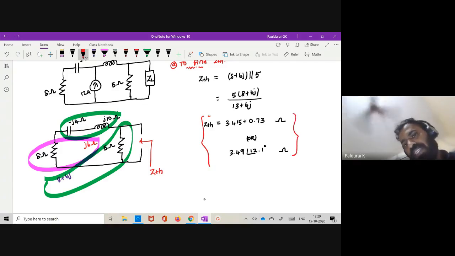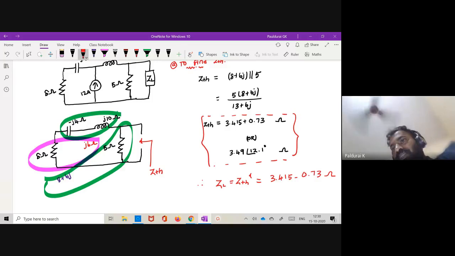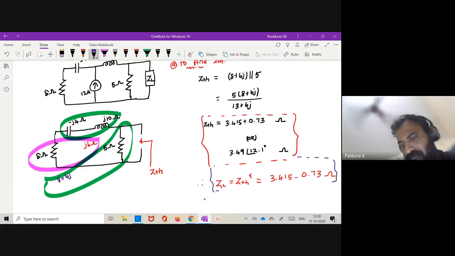Therefore, what is your ZL? Straight away I can write that for ZL, ZTH conjugate, which is 3.415 minus J0.73. Am I right? Yes, sir. So we found that. This is the ZL for the maximum power transfer theorem. Subdivision A is over. Now what is subdivision B?